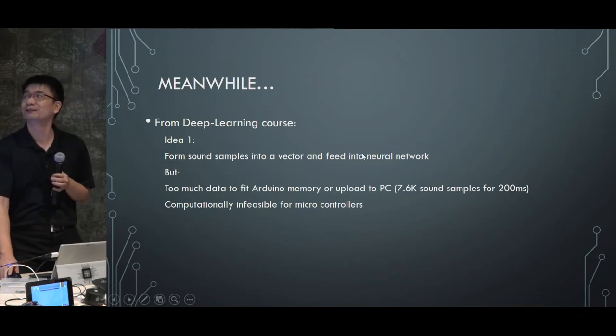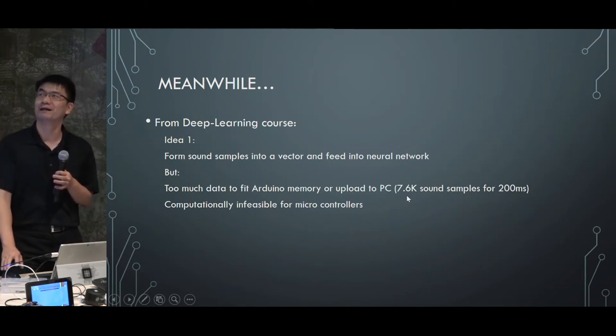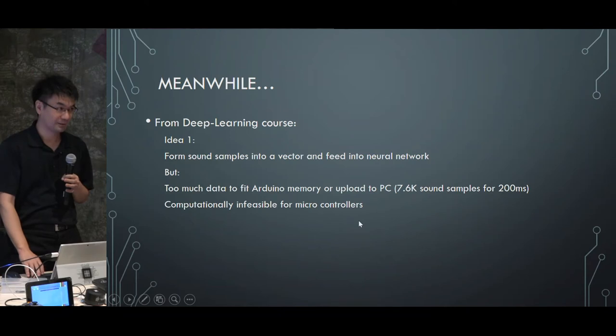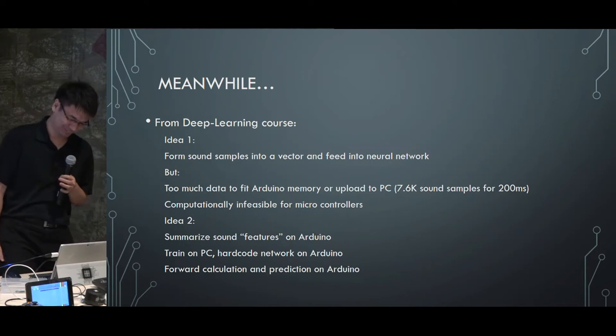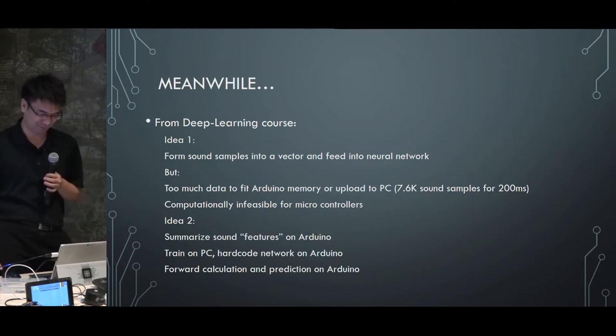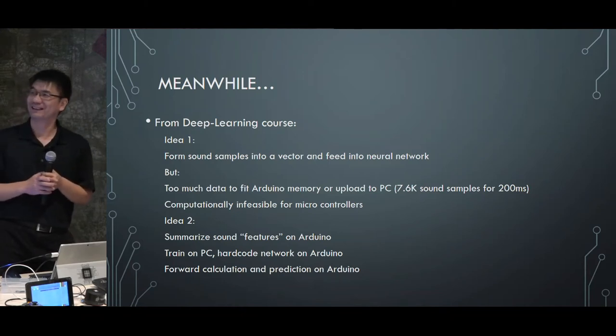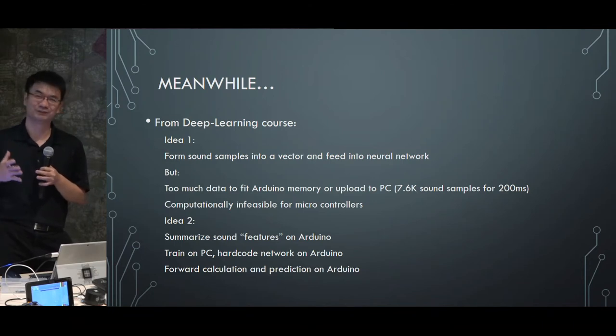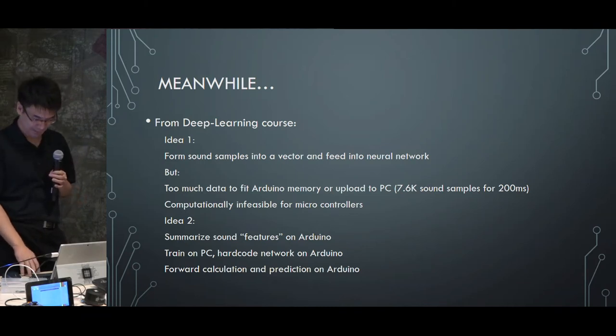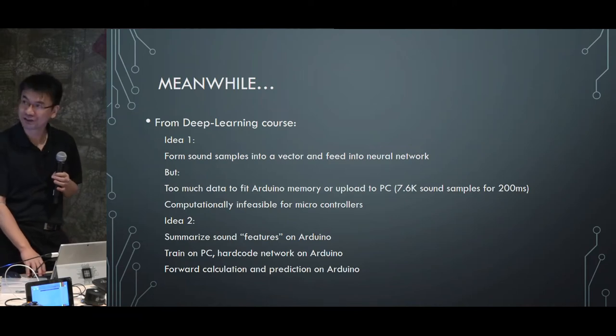And even if it were possible, taking the 7.6 kilo samples and doing a forward calculation, the floating point math on Arduino is also not possible. So I gave up this idea. Maybe I can use a Cortex M4F, maybe it is possible, but I still want to stick to Arduino. So the second idea is to extract some features to represent the clapping sound. Then I can take the features and train on a PC, and after training, I put all the network details into Arduino code and do the prediction and the forward calculation. That should be doable.